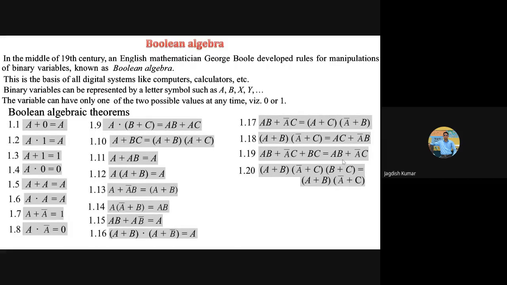Then is the 20th theorem, which says that A or B and A complement or C and B or C equals A or B and A complement or C. Now again you can verify this. For the time being, I am directly showing it up. We'll be doing some of their applications soon.